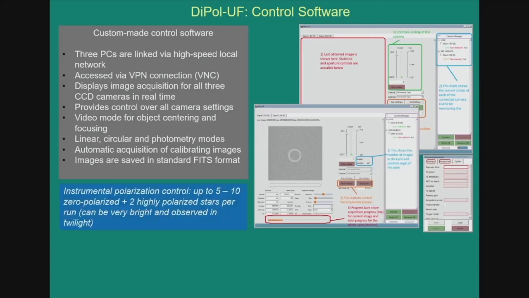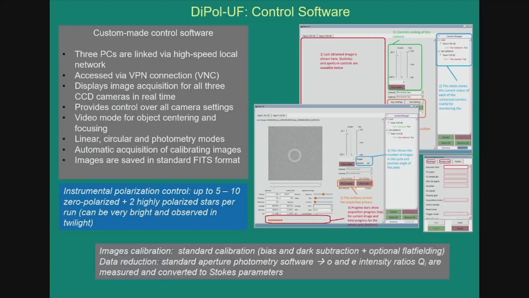For instrumental polarization control, we normally observe 5 to 10 zero polarized plus 2 highly polarized stars per run. These stars can be very bright, and normally they are observed in twilight. For raw image calibration, we use a standard calibration procedure, just bias and dark subtraction plus optional flat fielding. The data reduction can be done with any standard aperture photometry. What you need is to extract the intensity of these orthogonally polarized images, measure the ratio of these intensities, and then those ratios can be converted to Stokes parameters, exactly in the same way it is done for DiPol-2.